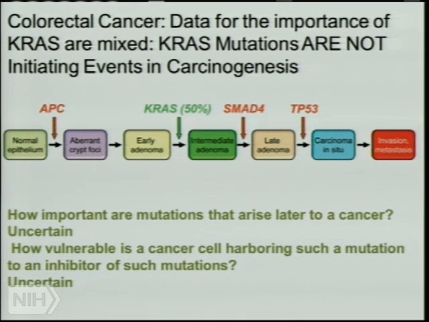Now, if we move on to colorectal cancer, one thing that's interesting here is that colorectal cancer arises from, at least familial and many of the syndromes, arises from early DNA defects.